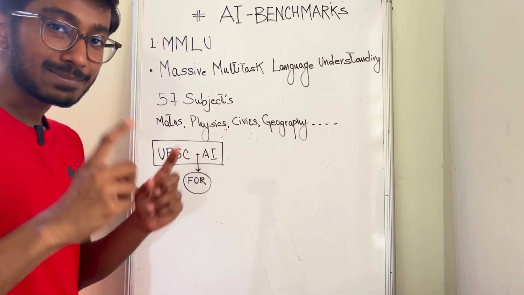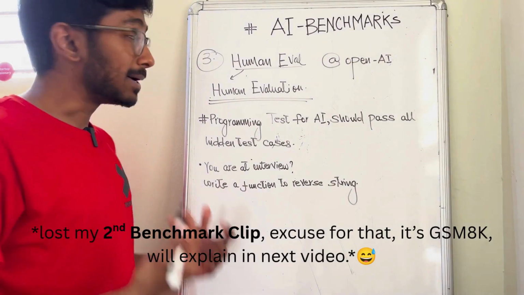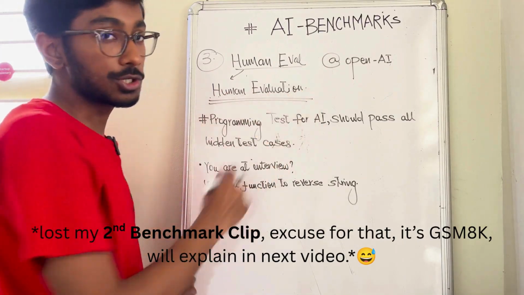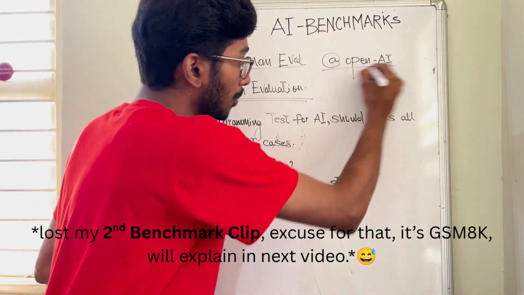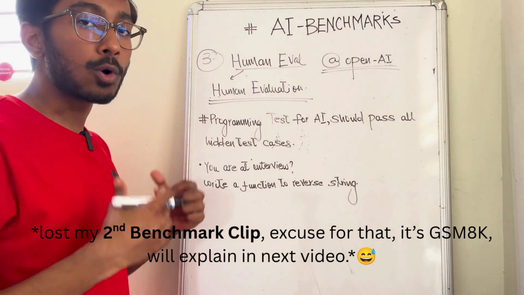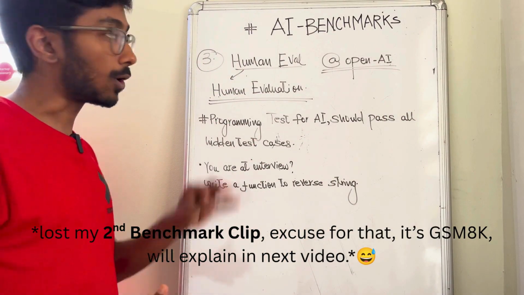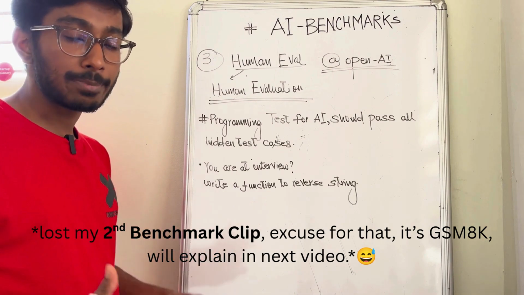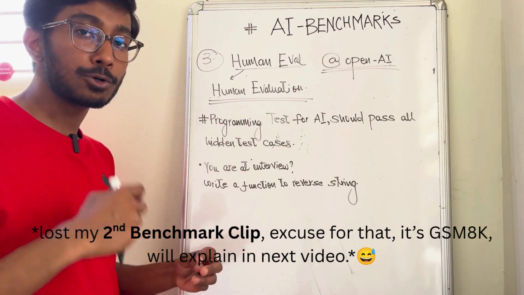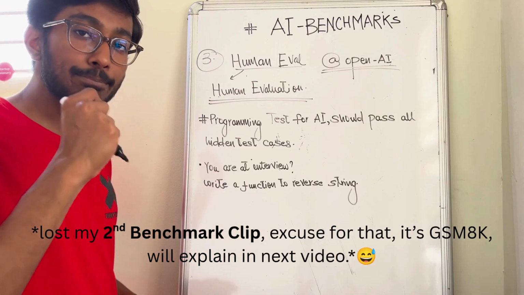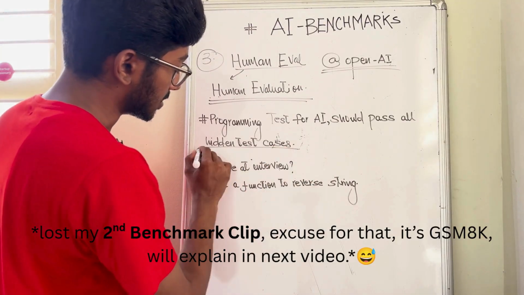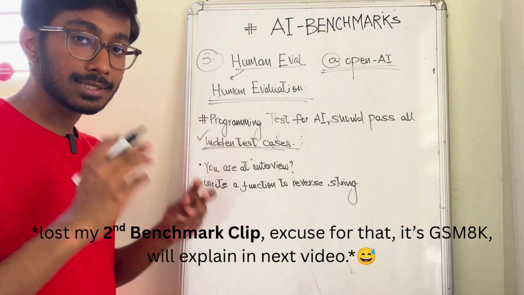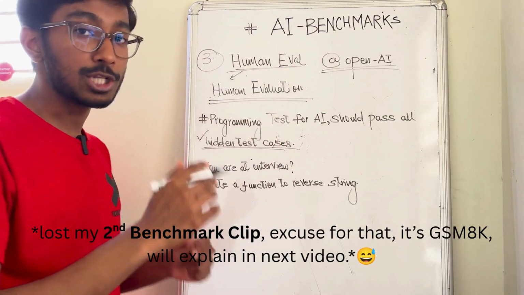With that being said, let's move to the next benchmark. The third benchmark for this video is HumanEval, also called Human Evaluation. It is again developed by OpenAI, and this is a coding test, also called a programming test, for AI models. Here we give a programming problem statement to the AI and tell it to generate the code and pass all the hidden test cases. If the AI is successfully able to pass all hidden test cases, it has successfully passed the HumanEval benchmark.